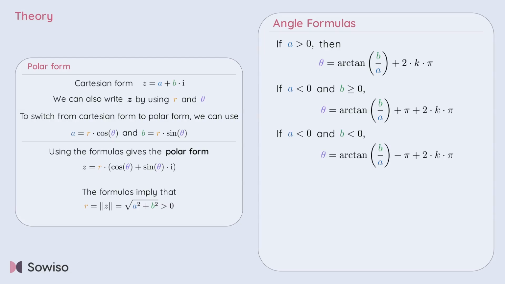If a is equal to 0 and b is greater than 0, theta is equal to pi over 2 plus 2 times k times pi. And finally, if a is equal to 0 and b is less than 0, theta is equal to negative pi over 2 plus 2 times k times pi.